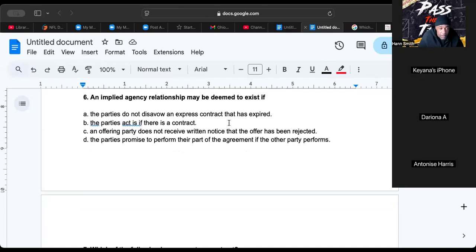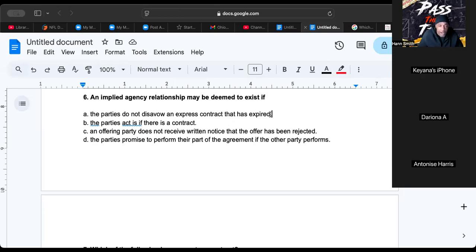This probably is a definition question as soon as I see an implied agency. An implied agency relationship may be deemed to exist if. Now, we just got to know the definition of implied agency. Is it A, the parties do not disavow or express that contract has expired? B, the parties act as if there is a contract? C, an offering party does not receive written notice that the offer has been rejected? D, the parties promise to perform their part of the agreement if the other party performs?